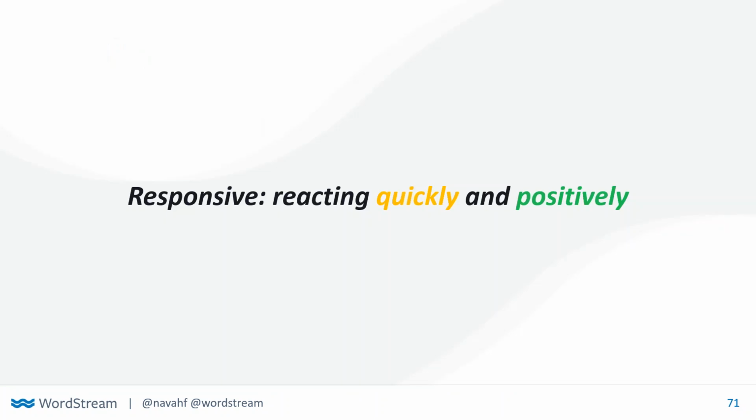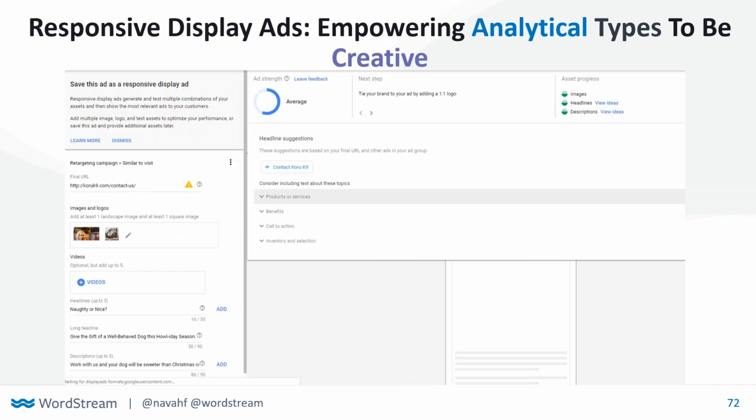And I want to define responsive real quick because I feel like it's gotten so much flack. Responsive, by definition, means reacting quickly and positively. And the beauty of responsive is that it actually empowers the analytical types to be creative. So if you look at how responsive display functions, it actually guides you along that path. WordStream has similar tools in our 20-minute work week, in our Facebook ad creation, with our smart ad display. But 100% you can create beautiful creative simply by taking lines that you know work.